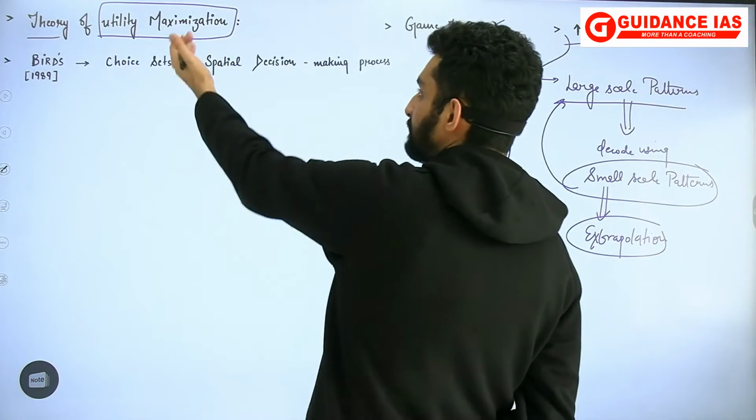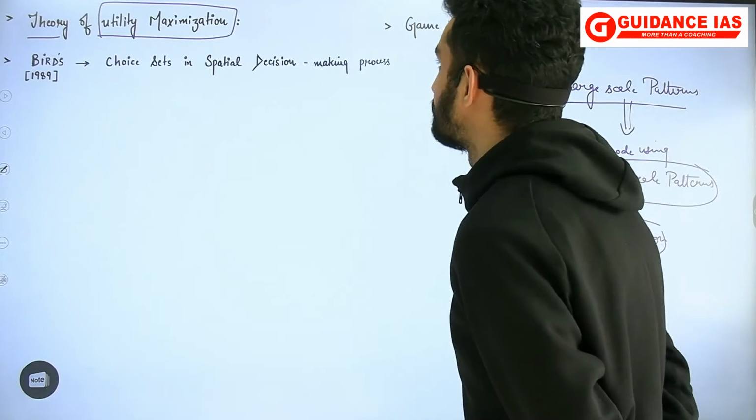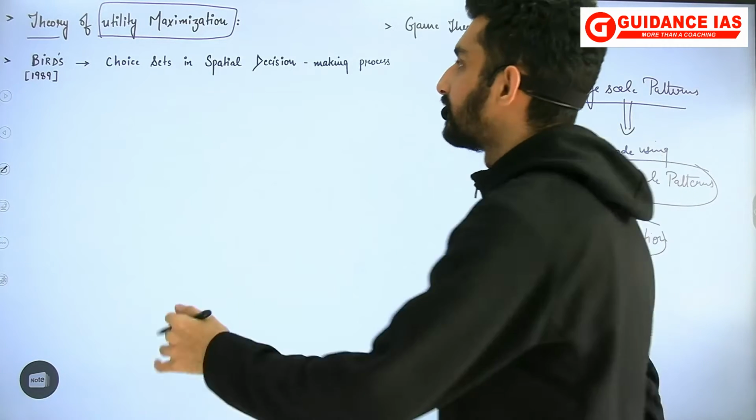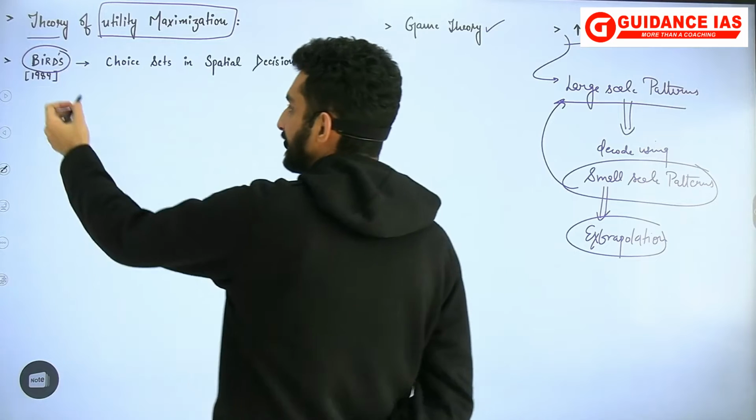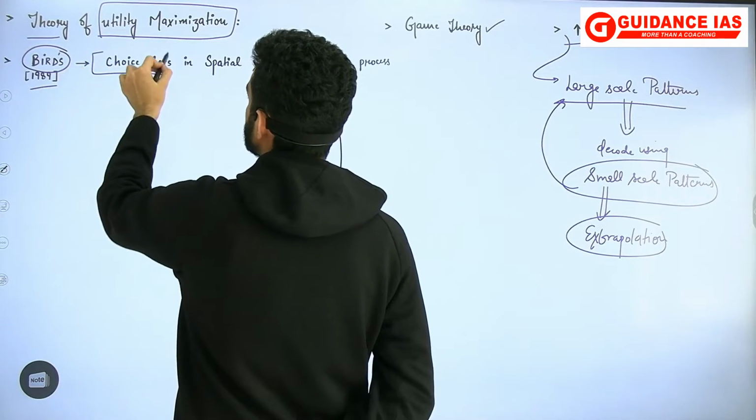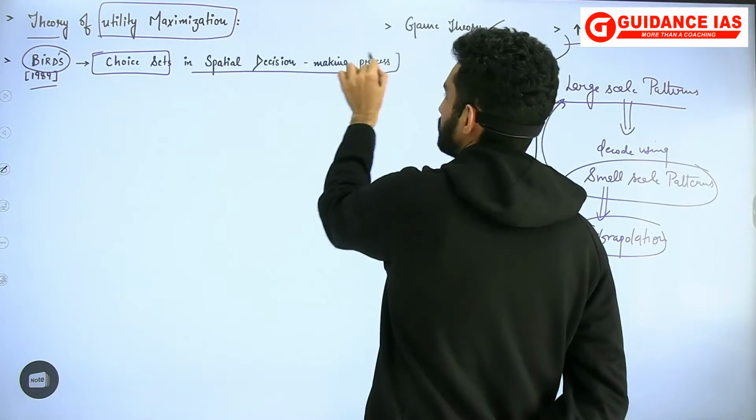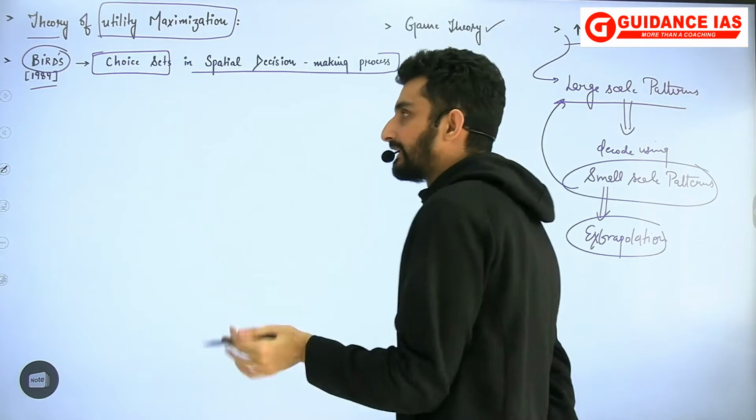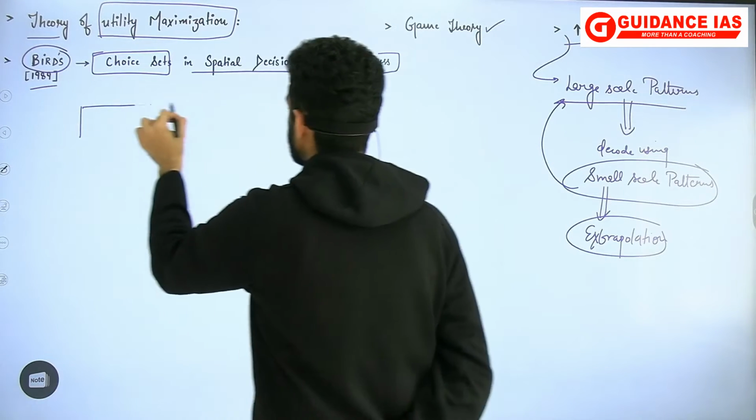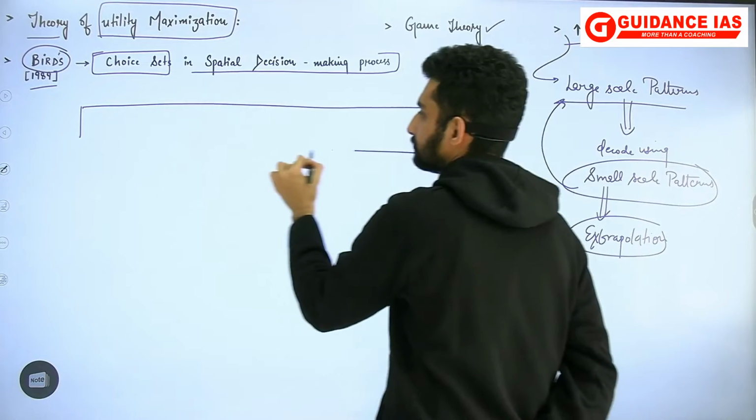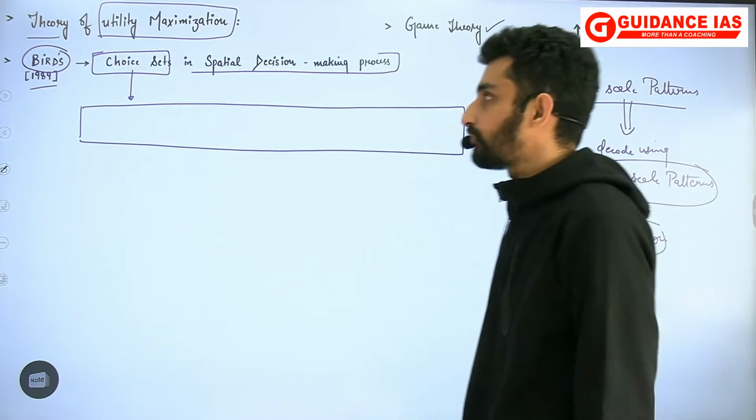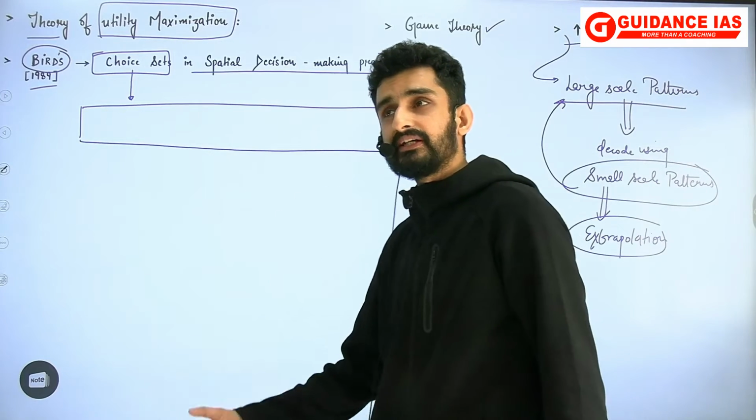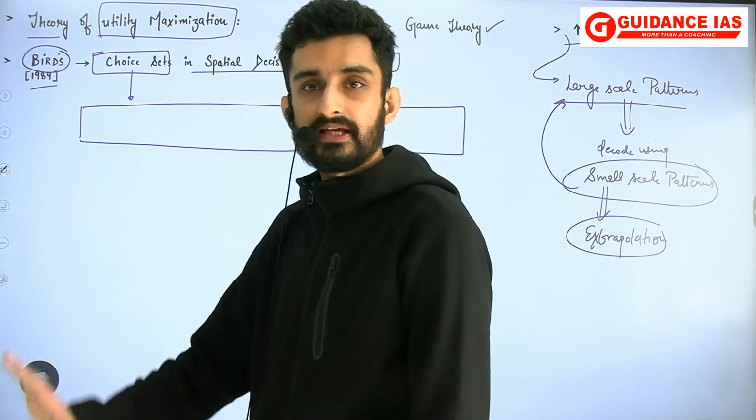Then this theory of utility maximization and game theory can also be seen in the works of Birds. Birds was a behavioral geographer in the second phase. In 1989, he gave choice sets in the spatial decision making process. What he said was that any individual has a particular choice set. This choice set is all the available opportunities and possibilities an individual has.